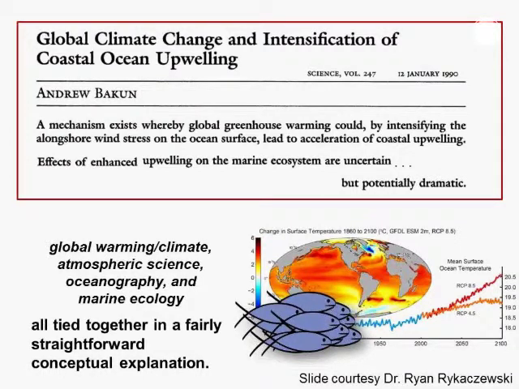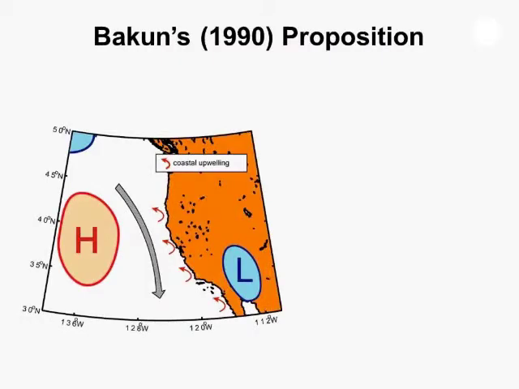So this is a really interesting hypothesis. It involves global warming. It involves atmospheric science in terms of winds. It involves physical oceanography, the process of upwelling, and it also involves marine ecology. All tied together in a fairly straightforward conceptual explanation, which I'll go on about a little more. So this is what Andy Bakun proposed.